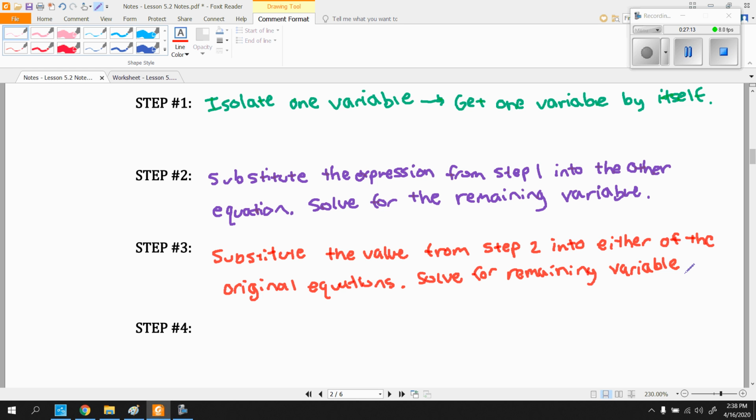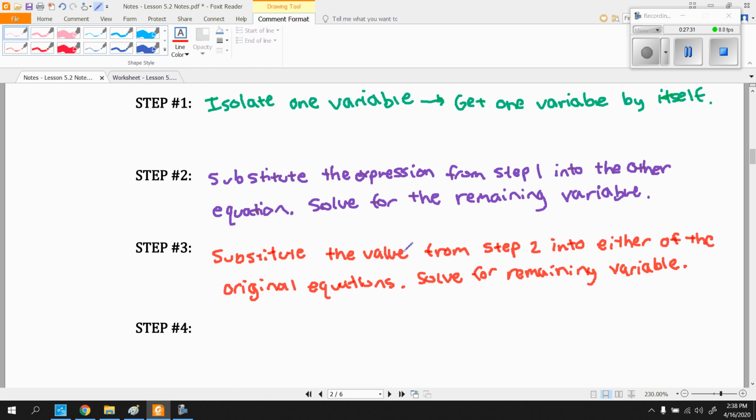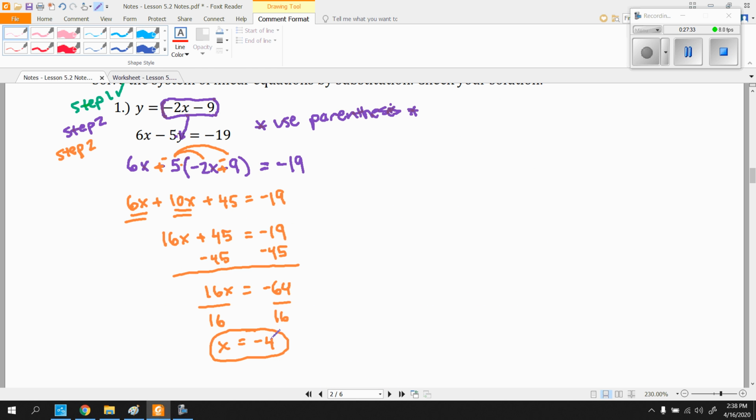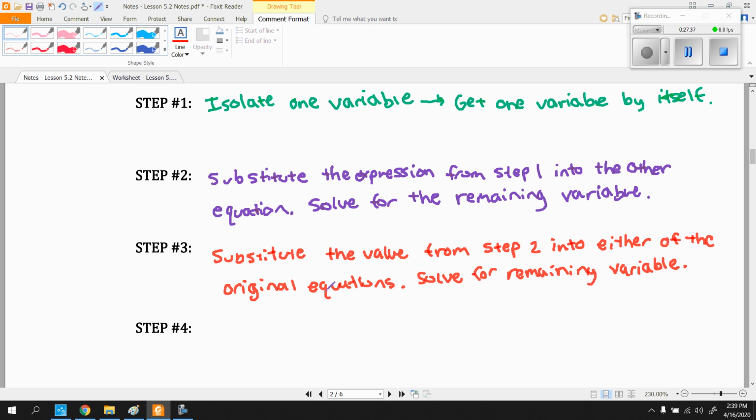Okay, so again, that's kind of a mouthful there. Let's take a step back and just see what that is. It's almost like a repeat of step 2. Substitute the value, but instead of substituting the expression, that's what made that last one so tough, because it was an expression. We were substituting this negative 2x minus 9. Now we're going to just substitute the value, which is just a negative 4. We're going to substitute that into either one of the original equations and solve for the remaining variable.